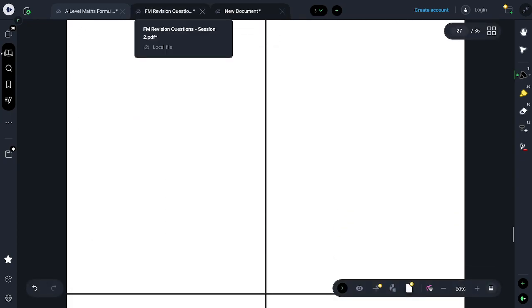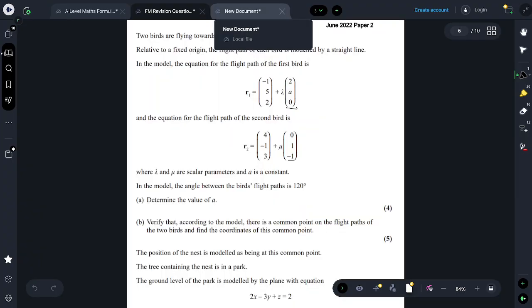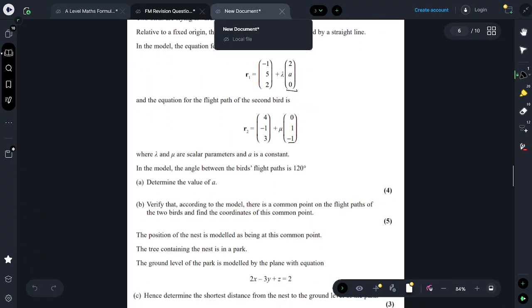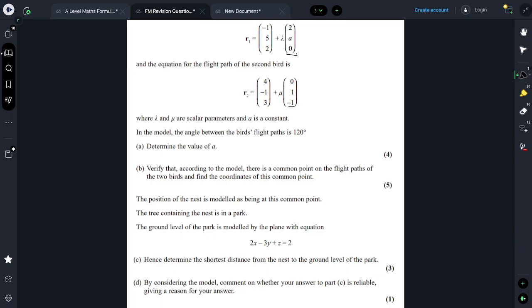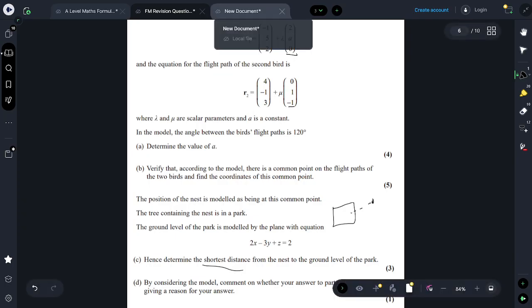And then for part C, it's saying the position of the nest is modelled as being at this common point. The tree containing the nest is in the park. The ground level is modelled by the plane. Determine the distance between the nest and the ground. Well, the ground is a plane, and the nest is a point, the point we worked out in part B. Really, we're working out the shortest distance between a plane and a point.